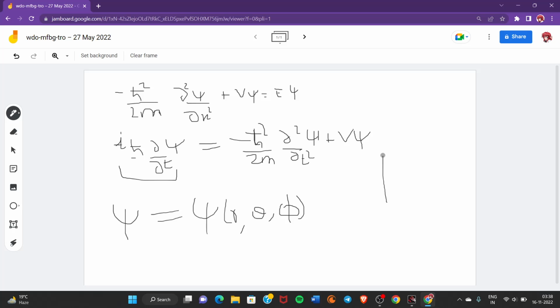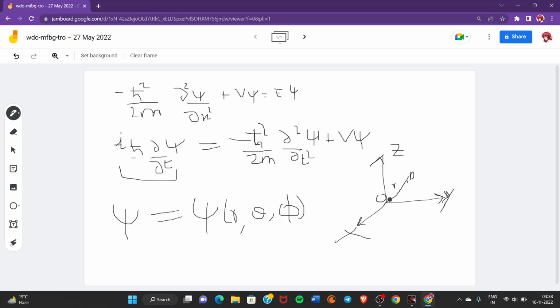Spherical coordinate system is something like this. We have a simple normal coordinate system like this, and we have a point P, and this is the radial distance r of it from the point O. So let us suppose this is x, this is y. My mistake. So this is y, and this is z.